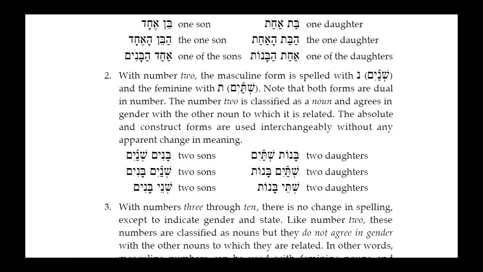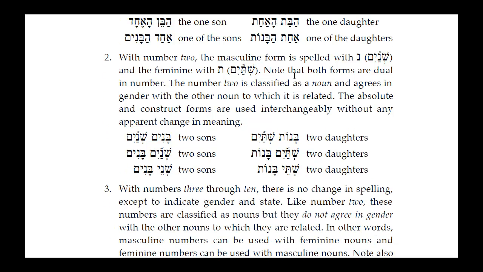Now we'll get to number 2. The masculine form is spelled with a Shin, with a Nun, Shnayim, and the feminine is spelled with a Tav, Shtayim. Note that both forms are dual in number. Now the number 2 is classified as a noun and agrees in gender with the other noun to which it is related. The absolute and construct forms are used interchangeably without any apparent change in meaning.